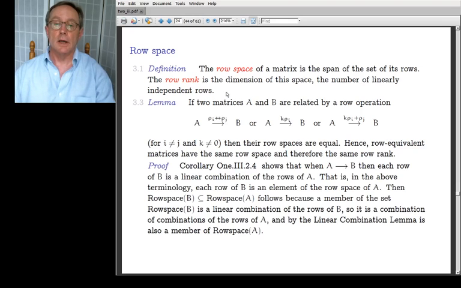Okay, and really the proof is all stuff that we've seen now, and we can apply the relatively more advanced terminology and ideas to the stuff we saw in the first chapter. So we showed that when you have a Gauss's method step between A and B, then each row in B is a linear combination of the rows of A. So that is to say, in the terminology that we now have available to us, each row of B is an element of the row space of A. So the row space of B is a subset of the row space of A.